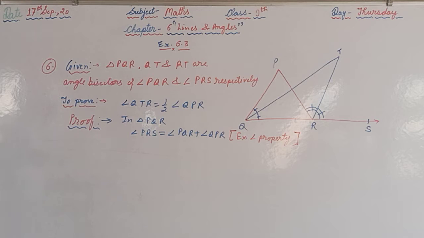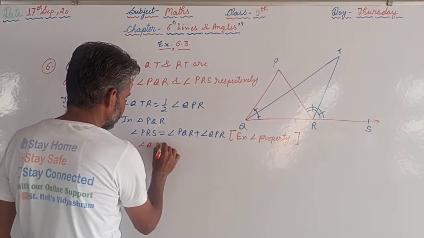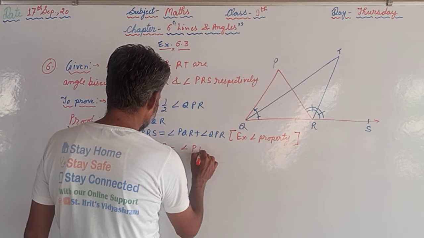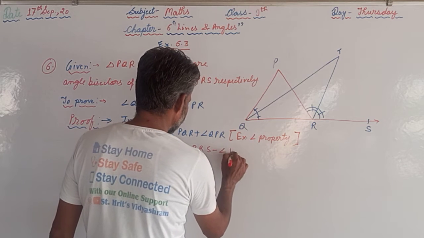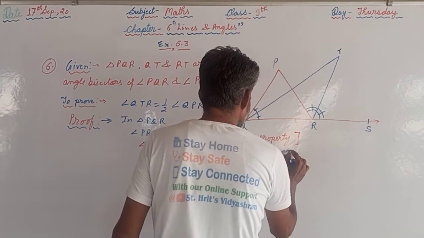So from here we can find angle QPR. We can write angle QPR is equal to angle PRS minus angle PQR, and that is equation 1.